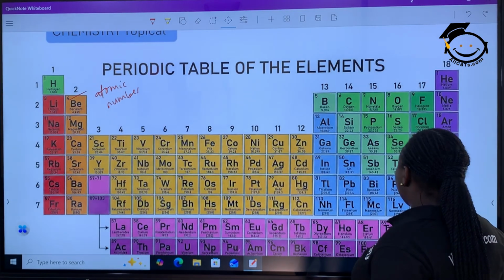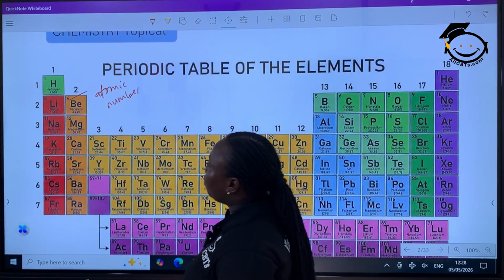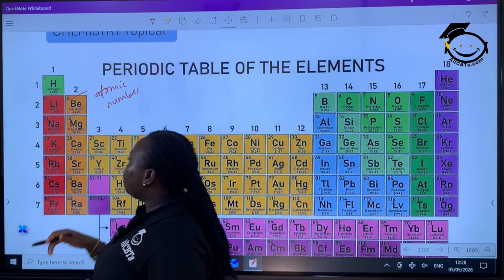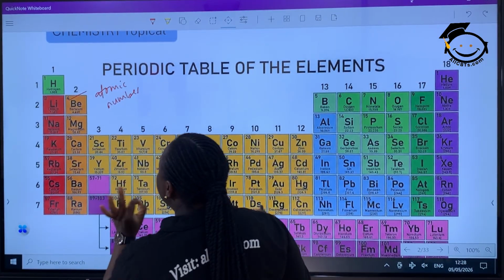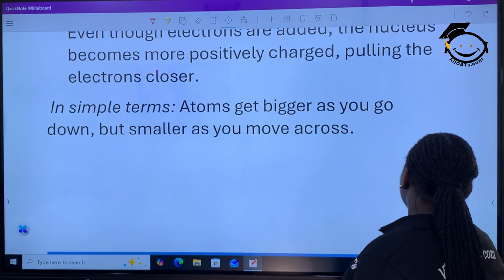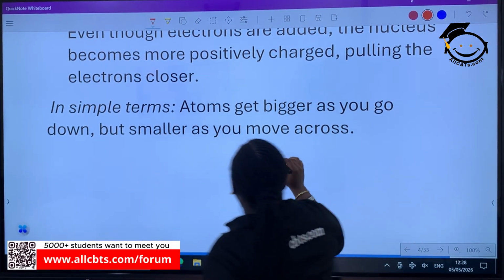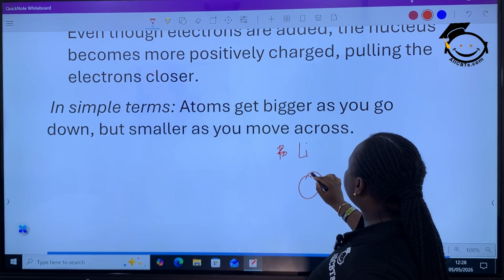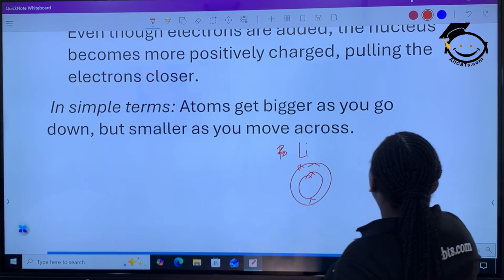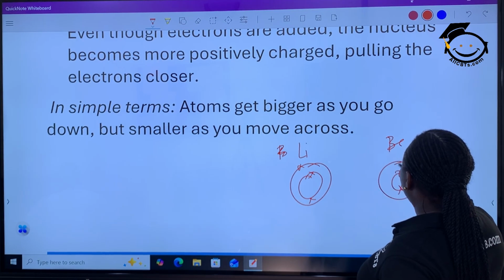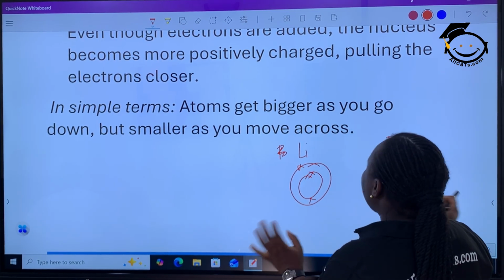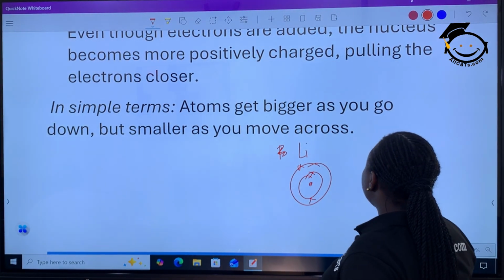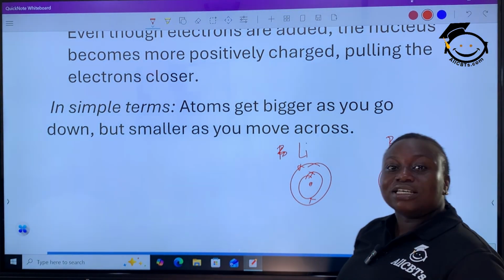Let's take 2 elements across the period, Li and Be. They are both in period 2. Lithium is number 3, beryllium is number 4. If you notice, something is happening when you are going across the period. Shells are not being added. What is being added are electrons.